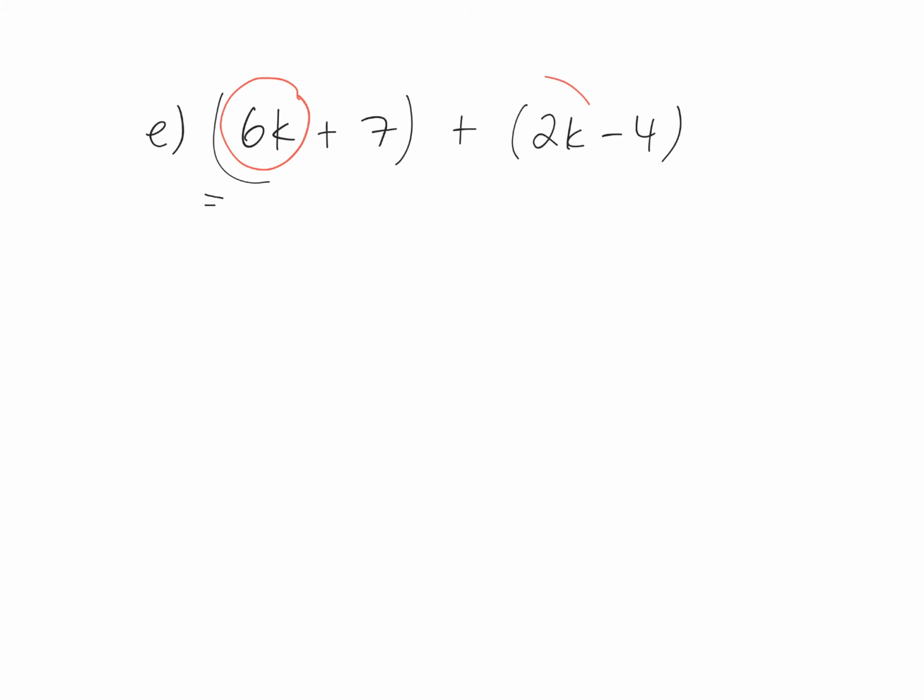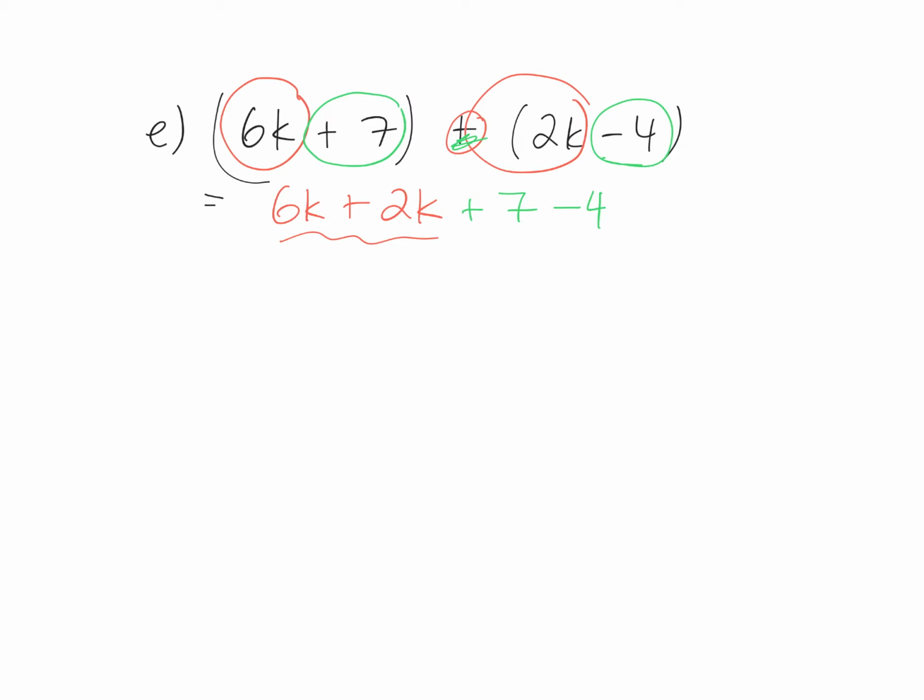Again, what's the first step? Combine your like terms. Put all your like terms together. I have 6k and I'm adding 2k. Now I have 7, so positive 7, and I'm adding in a -4. So take away 4, right? If you're adding in a -4, you're taking away the 4. What am I left with? Simplify.